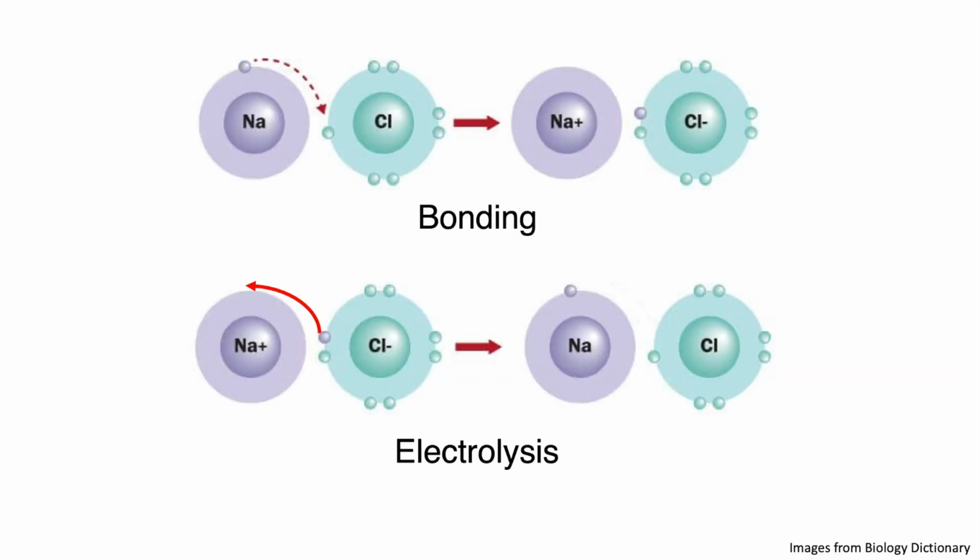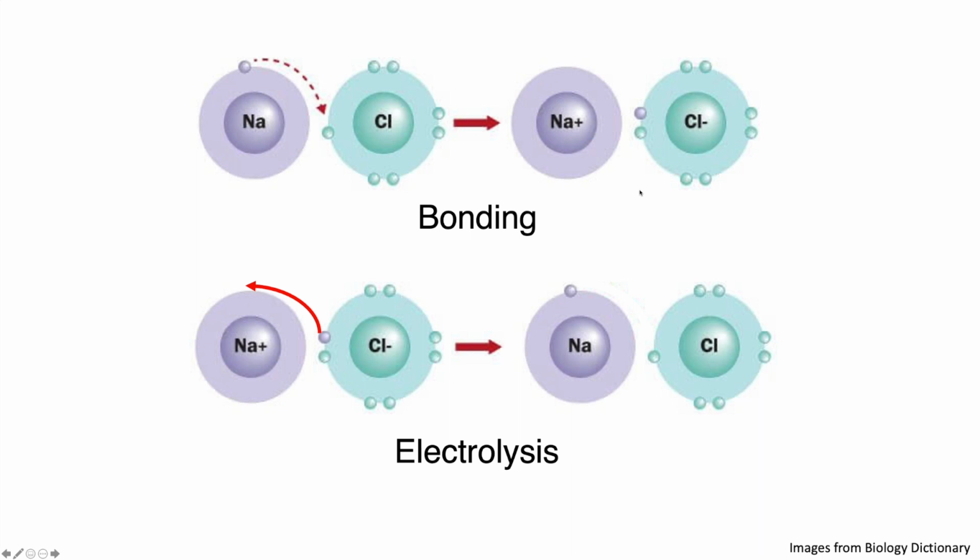This diagram shows the process of bonding and then subsequent electrolysis of sodium chloride. You can see in bonding that the sodium loses its outer electron, which gives you this positive sodium ion. This lost electron is then transferred to chlorine, so that shows that it has gained the electron and becomes negatively charged. You then have the two oppositely charged ions that are bonded together by the electrostatic attraction between them.